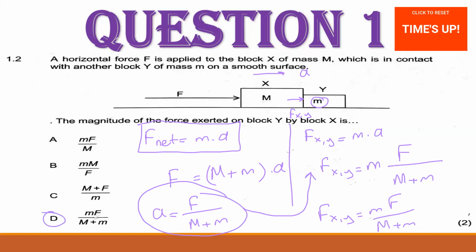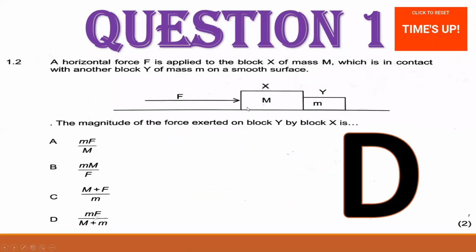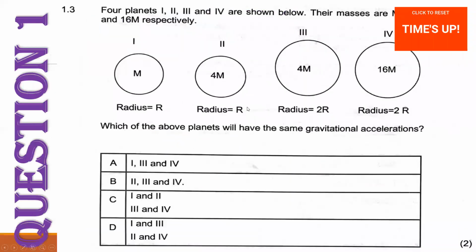First of all, you write Newton's second law for the full system, and you write Newton's second law just for y. Then you calculate the acceleration from the first equation, take that acceleration, put it into the equation for Fxy, and you calculate your Fxy. I hope it is okay. Let's continue with the next question. The answer is D. Now another question for you.